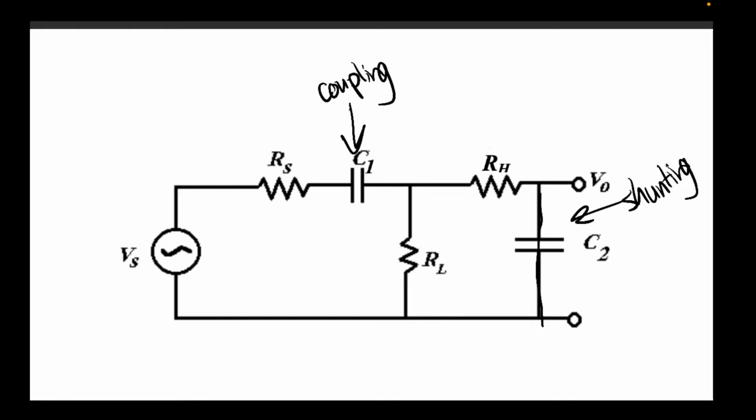So at high frequencies, this capacitor becomes a short circuit, and then it eliminates your signal at high frequencies. And those are the two things that you have to keep in mind. So coupling capacitors contribute to your FL, and shunting capacitors contribute to your FH.